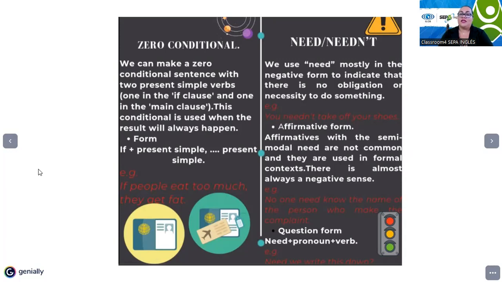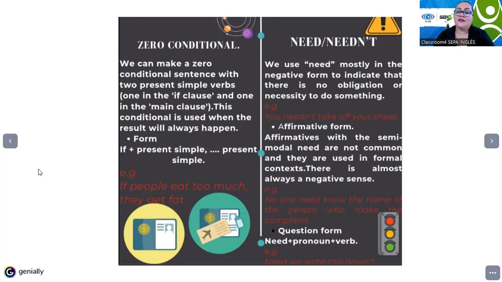Need or needn't. We use need mostly in the negative form to indicate that there is no obligation or necessity to do something. You needn't take off your shoes. No necesitas quitarte tus zapatos. Affirmative forms with the semi-modal need are not common and they are used in formal contexts. There is almost always a negative sense.